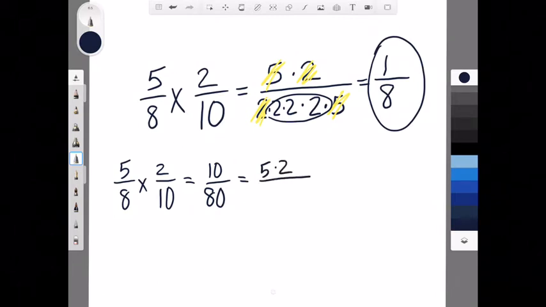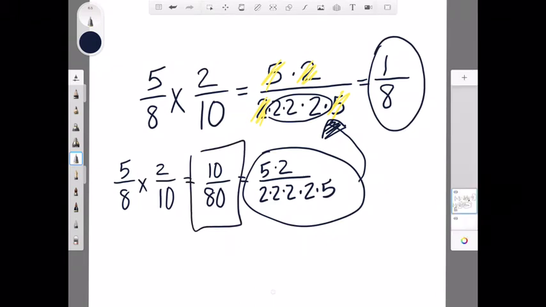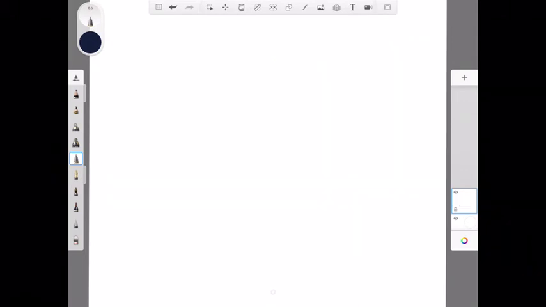The factors of 80, 2 of the factors of 80 are 8 and 10. Prime factors of 8 are 2 times 2 times 2, and the prime factors of 10 are 2 times 5. If you notice, this looks exactly like this, and that's why we can simplify and multiply all in the same step. Saves us from having to work with bigger numbers like this. Okay, let's go ahead and clear this one and do one more example.